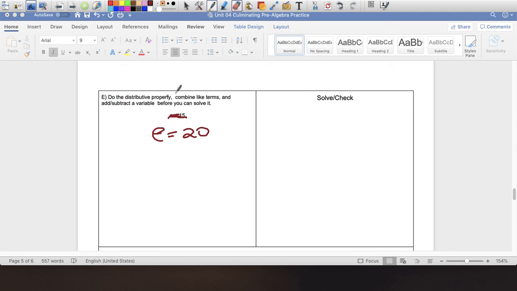So we want to do the distributive property, combine like terms, and add or subtract the variable. So I got a long way to go before I can do any of that. So E equals 20, I am going to, I don't know, add. So let's add 12 to both sides. That becomes E plus 12. 20 plus 12 becomes 32.